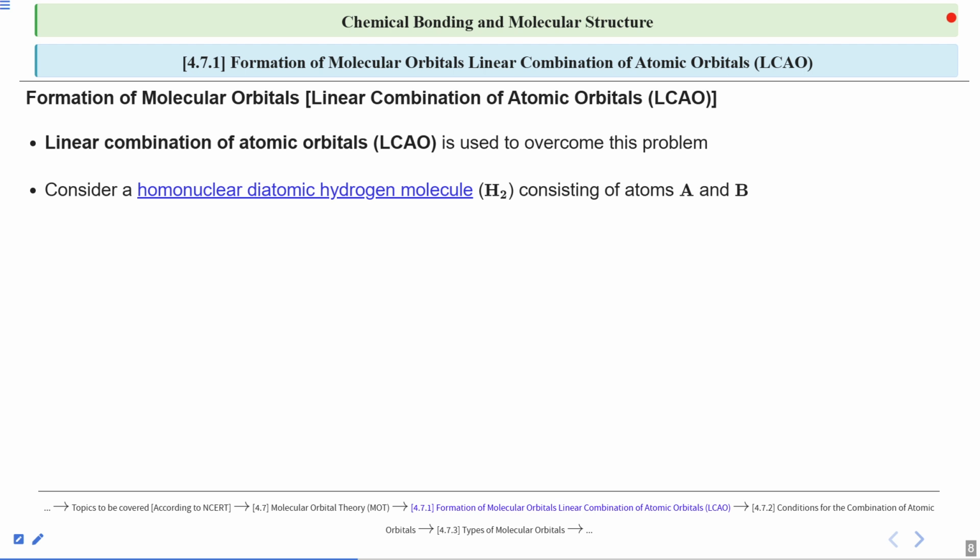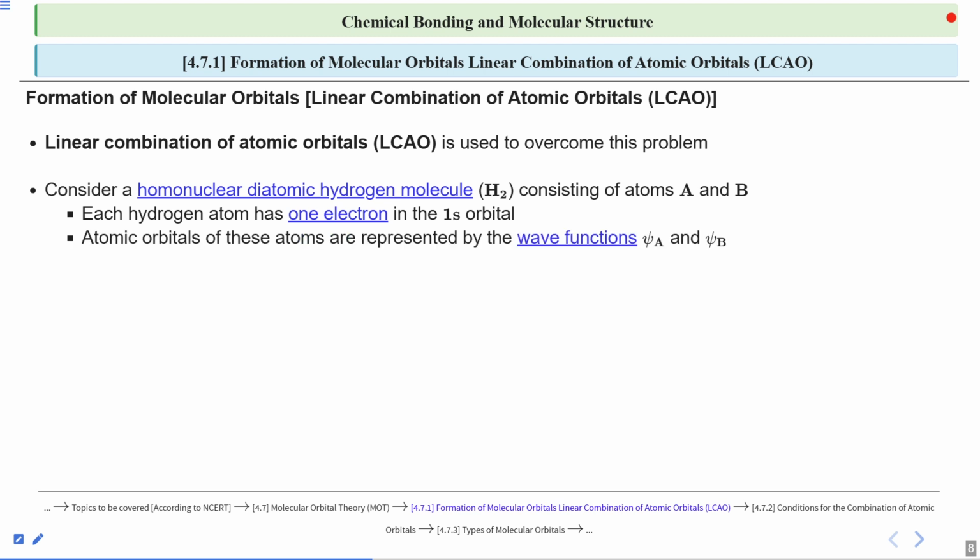Suppose we have a hydrogen molecule. It is made up of two atoms, A and B. Now two hydrogen atoms are forming a homonuclear diatomic type of molecule. Why homonuclear? It means same type of atoms are there which are combining to form the molecule. So we are calling it homonuclear diatomic. Now what is happening in this formation? Your hydrogen atom has one electron in the 1s orbital. We know that. Now your atomic orbitals of these atoms represent the wave functions psi A and psi B.